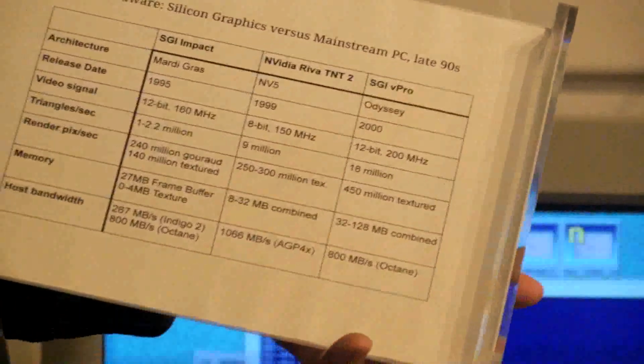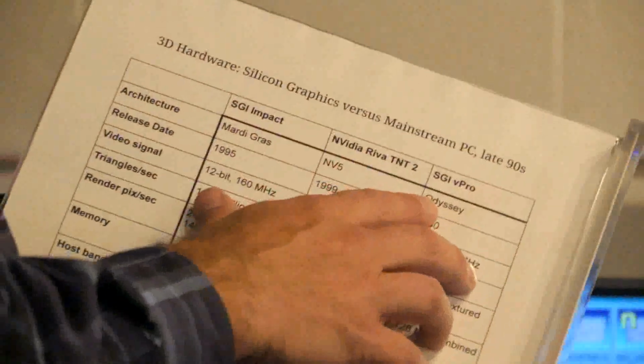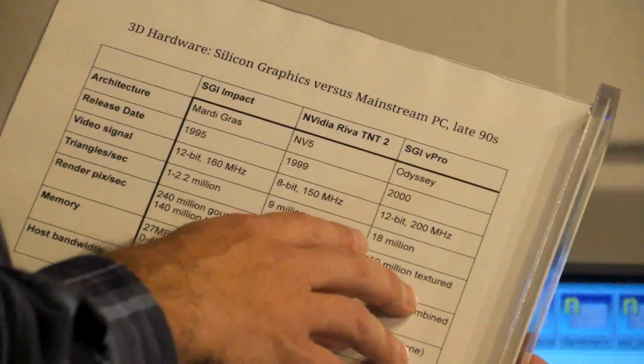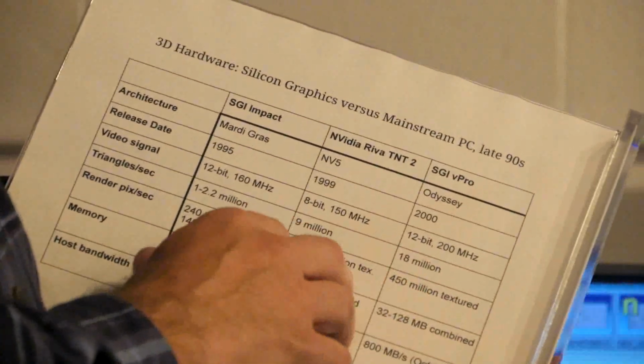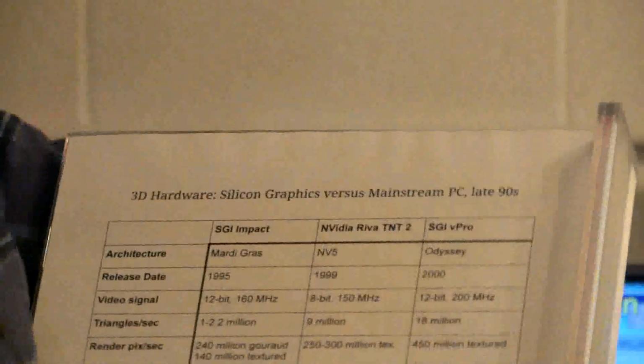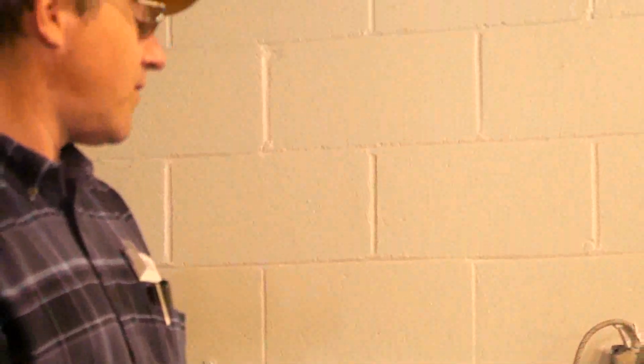Now SGI came out with their next generation graphics hardware a year later, and the architecture is called Odyssey. The cards were called VPro, and this machine has a V10 in it. The VPro hardware could do about 18 million triangles per second, and it could do texturing at 450 million textured pixels per second. So it was a lot faster, a lot more performant, but if you look at the ratio, it's maybe twice as performant as that TNT2, but it didn't cost twice as much. It probably cost 20 times as much. Their hardware was extremely expensive.